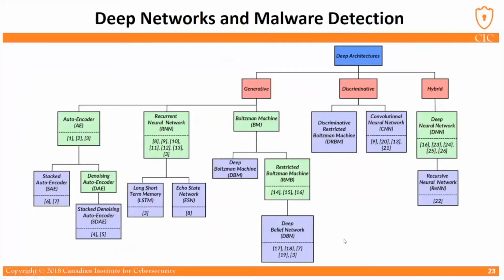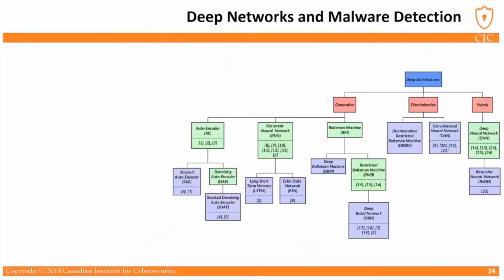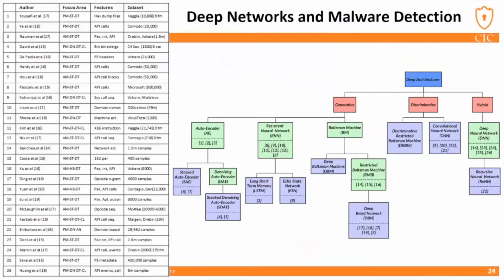We can see that deep neural network or feedforward neural network, deep belief network, and CNN were the most popular ones. But still, there are a lot of architectures, and recurrent neural network also, for example, stack denoising or long short-term memory, that is a type of RNN, that have not been used that much. So I have a table of all the studies here.